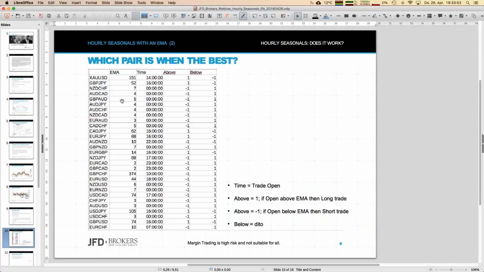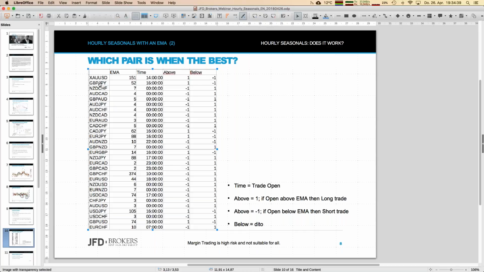And you can see here the summary. For gold, the best EMA is 150. The best time of the day is 2 o'clock afternoon. At 2 o'clock in the afternoon, we would have to look above or below. And if we are above the EMA with our open, and that is meant here by that +1 instead of -1, it would be a good idea to go long for exactly 1 hour. At least that's the kind of investigation I have done. Just going long for 1 hour. And if you would be below that EMA, it would be a better idea to go short.